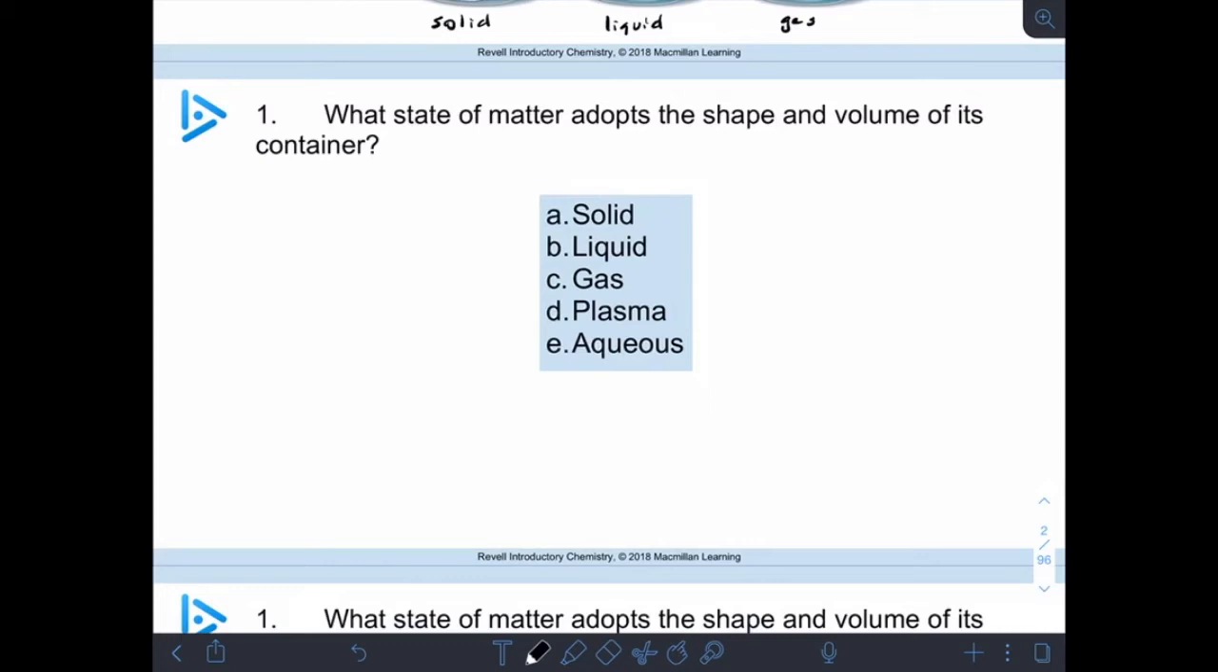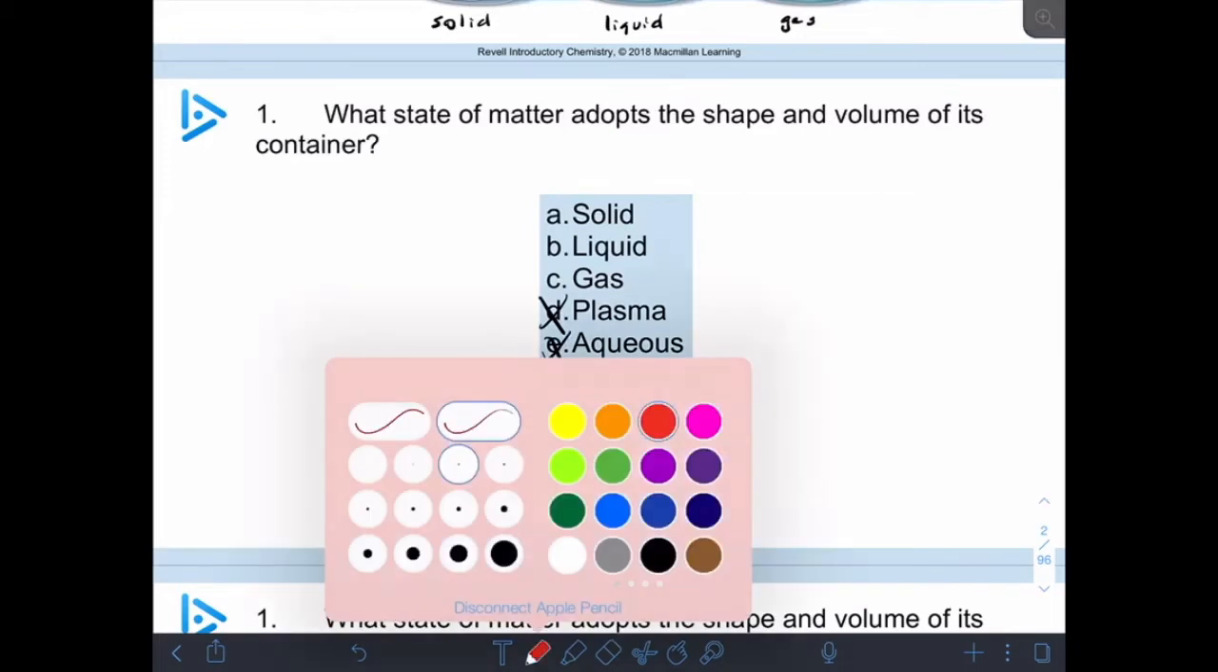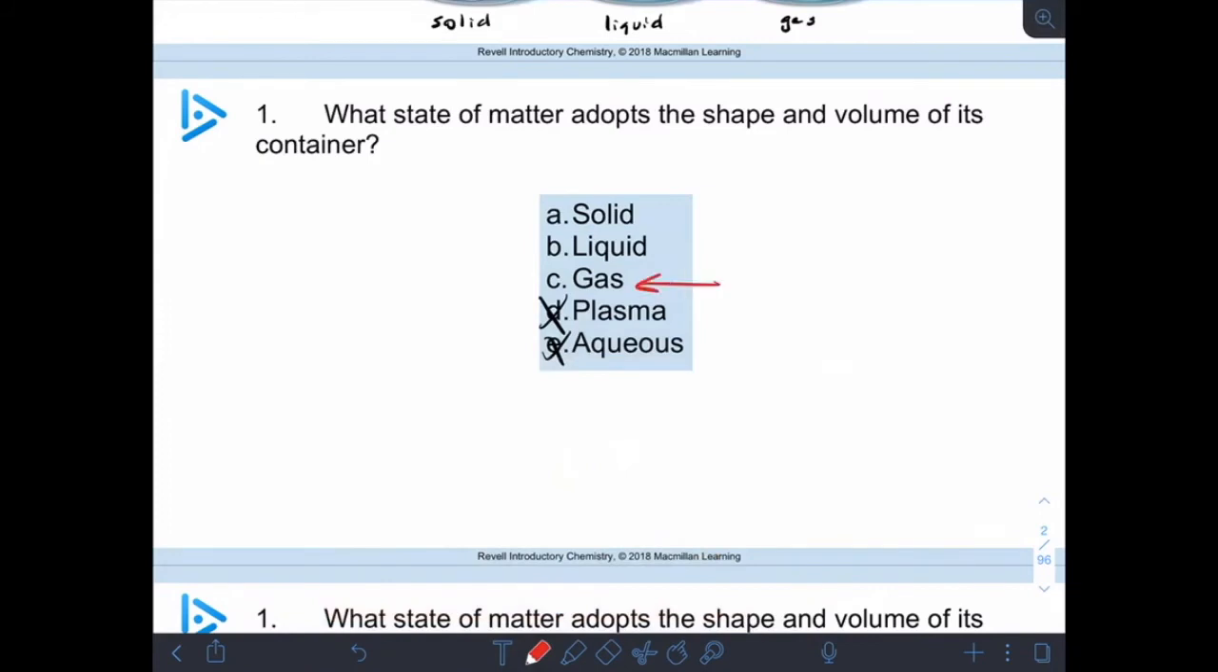Plasma is a fourth state of matter that we're not going to talk about, so we're just going to skip this. And aqueous, we also haven't talked about yet. That's coming up in the next chapter, so we're just going to skip that. So of the three choices we have left, gas is the one that will adopt the shape and volume of its container. And that's important. Shape and volume.